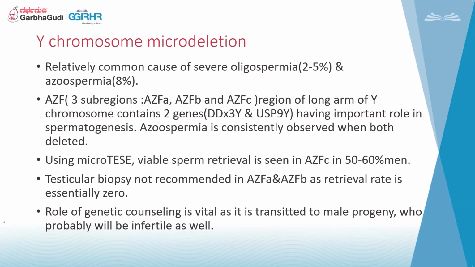However, if AZFC is affected, then there is a 50 to 60% chance that we may retrieve sperm. Using micro-TESE, viable sperm retrieval is seen in 50 to 60% of men with AZFC deletion. Testicular biopsy is not recommended in AZFA and AZFB deletions, as the retrieval rate is essentially 0. And here there is a role for genetic counseling, as it is transmitted to the male progeny, who will probably also be infertile.